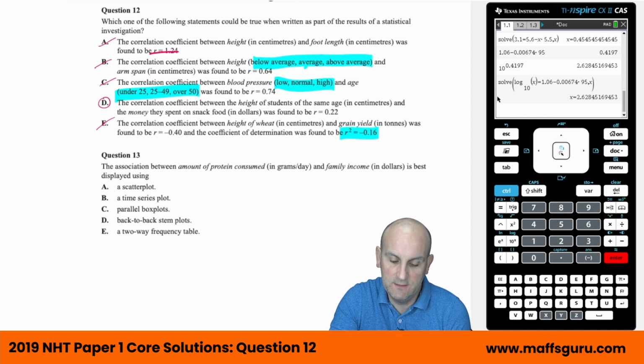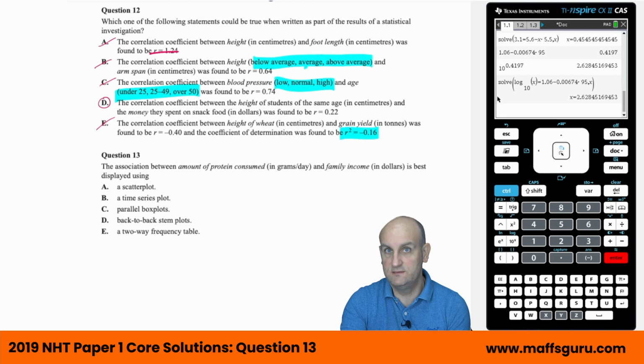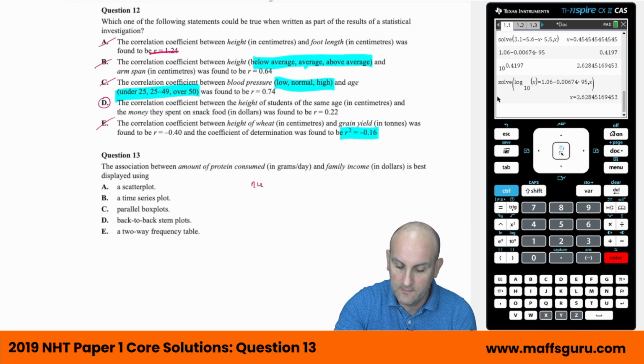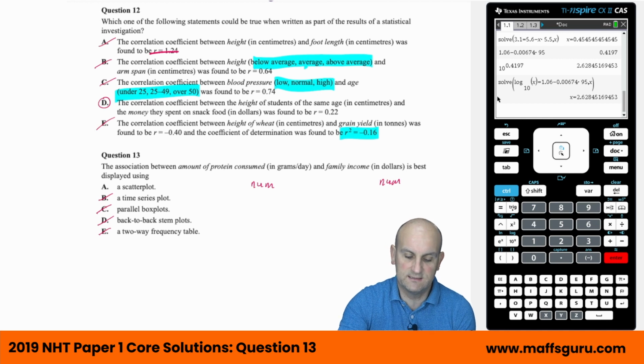Question 13, the association between the amount of protein consumed in grams per day and family income is best displayed using. All right, let's go through this one and see what happens. A scatter plot. Well, at the moment, that seems the most sensible because that is numerical and that is numerical. A time series plot. No, it's got nothing to do with time. Parallel box plots. That's generally numerical categorical. Back-to-back stem plots. Nope, that's numerical categorical. A two-way frequency table. Nope, I don't know what that's all about. So the best way of displaying that association would be A, which would be your scatter plot.